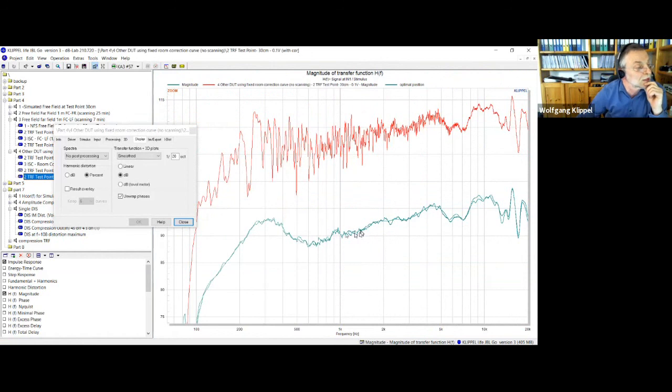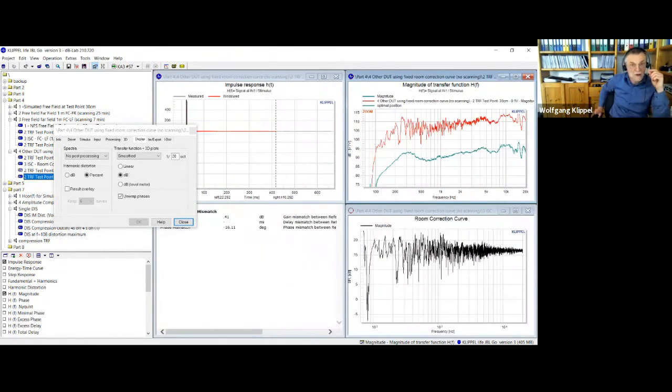The reason is at lower frequencies, it makes no harm because the wavelength is large. And at higher frequencies, we are using our windowing anyway. So it's still relatively robust.